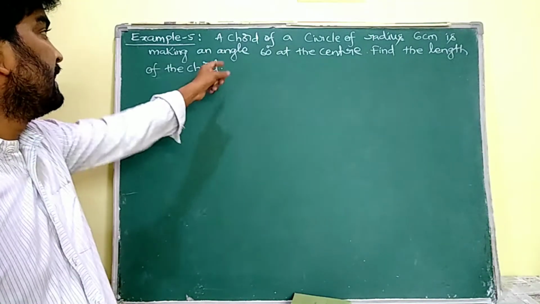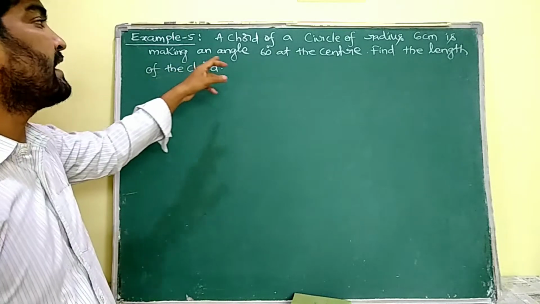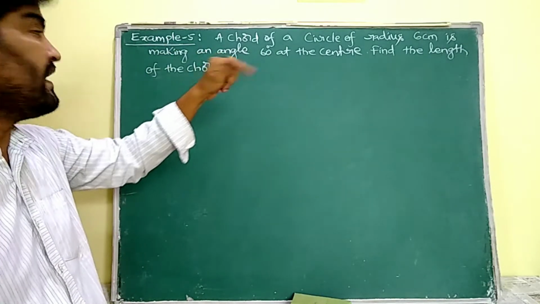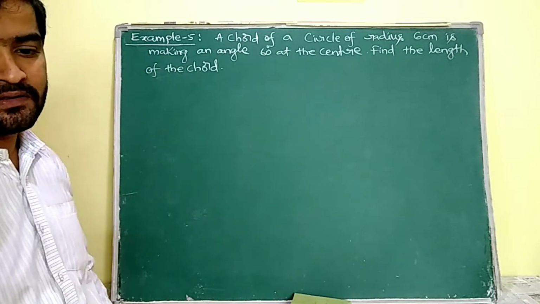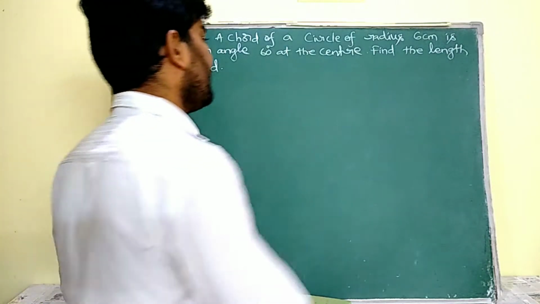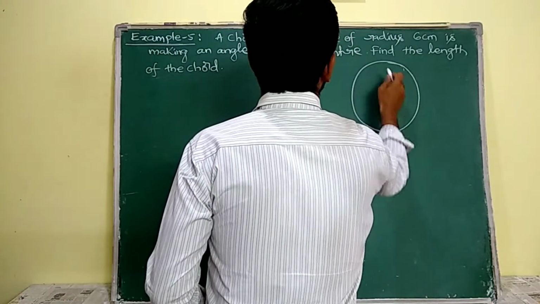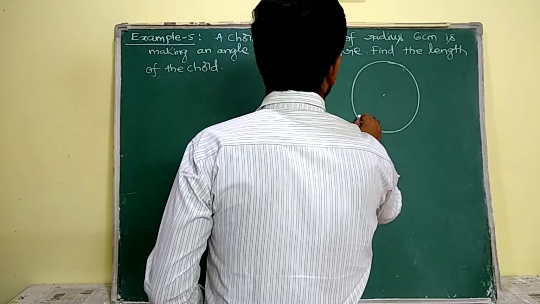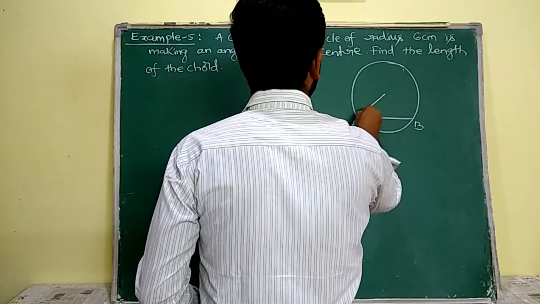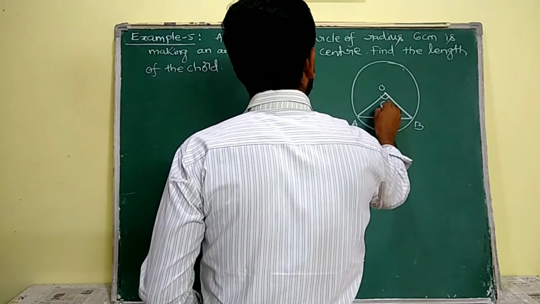Example 5. A chord of a circle of radius 6 cm is making an angle 60 degrees at the center. Then he is asking us to find the length of the chord. This problem is again going to be solved in two different methods. First, let us draw a circle with center O and let AB be the chord. This chord AB makes 60 degrees at the center.